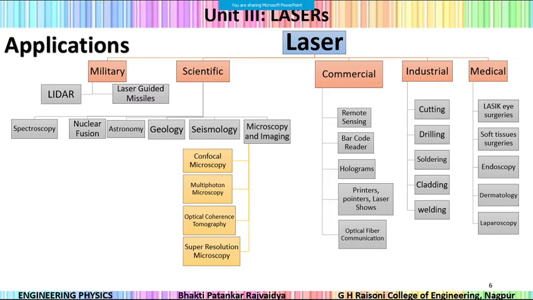Now the next scientific field is nuclear fusion. Nuclear fusion is the process in which two nuclei are fused together to form a heavier nucleus. It is kind of the opposite of fission. If you want to fuse two different nuclei together, you need to supply high energy so that they will melt or come together. That is done with the help of laser.